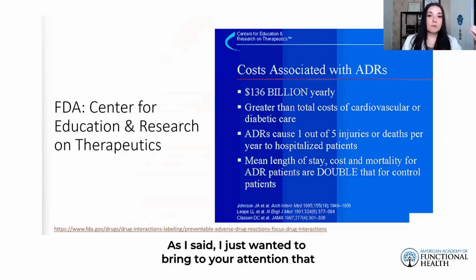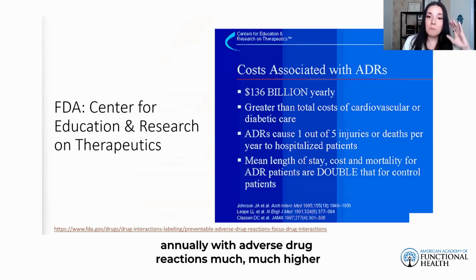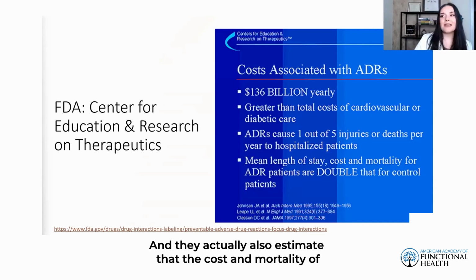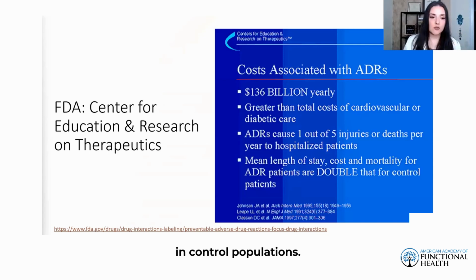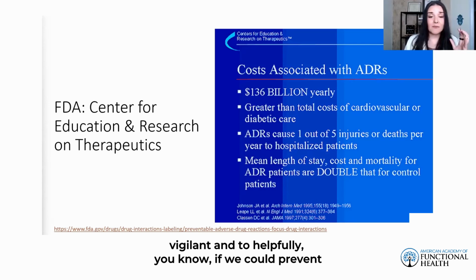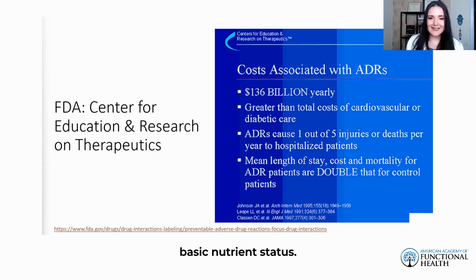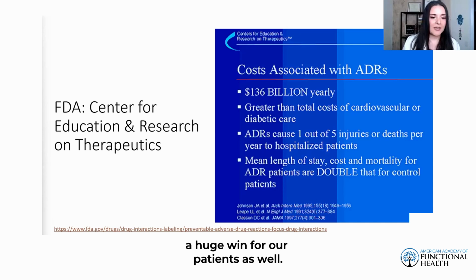As I said, I just wanted to bring to your attention that the FDA actually associates $136 billion annually with adverse drug reactions, much, much higher than what we saw in that 2013 study. And they actually also estimate that the cost and mortality of adverse reactions in patients are double than in control populations. So this is an area of opportunity for us to really be vigilant and to helpfully prevent these from happening by addressing basic nutrient status. Man, this is not only a huge win economically, but obviously a huge win for our patients as well.